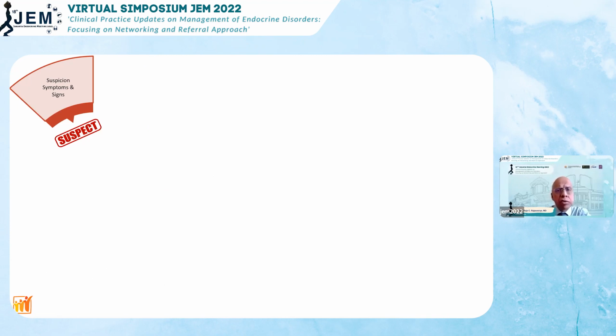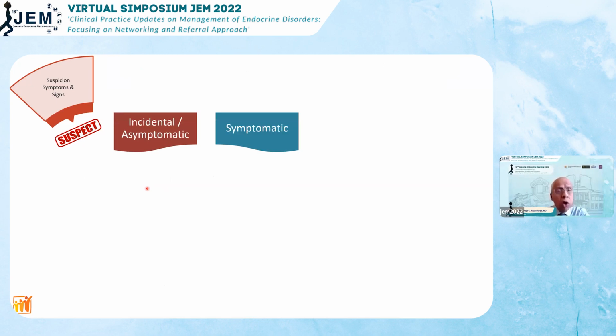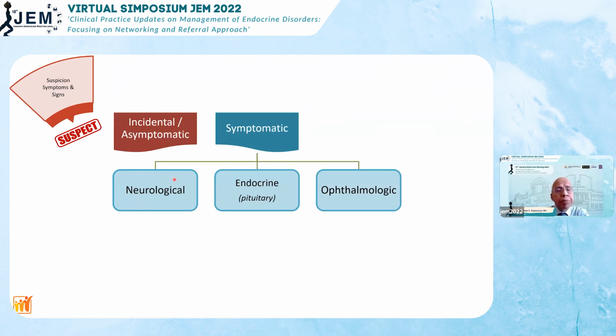Now, patients, as I said earlier, may have empty sella detected incidentally. They may be asymptomatic, but they may also be symptomatic, not common though. And these symptoms include neurological symptoms, endocrine symptoms, ophthalmologic symptoms. The commonest is chronic headache, but most people are not sure. Is this something coincidental or something due to the empty sella itself or something due to benign intracranial hypertension?